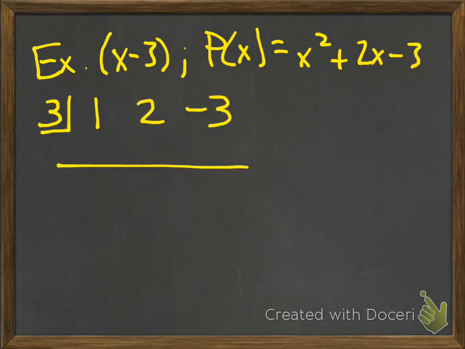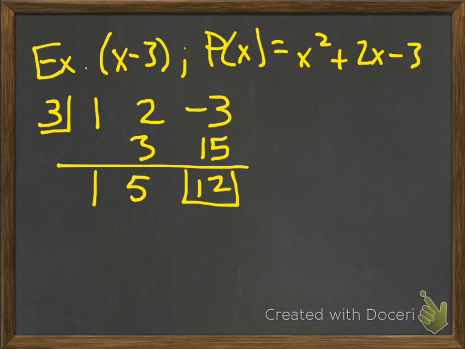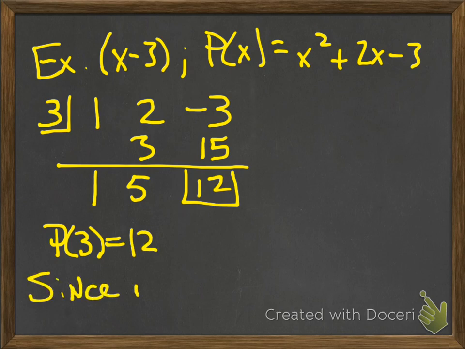So we set up our synthetic division. The minus 3 would be positive 3 because we're setting that equal to 0. We go through the steps, bring down the 1. 1 times 3 is 3, 2 plus 3 is 5, 3 plus 5 is 15, 15 minus 3 is 12. Since the remainder is a number other than 0, then x minus 3 is not a factor. If the remainder had been a 0, then we would have said yes, it's a factor. We'll see more about that a little bit later.